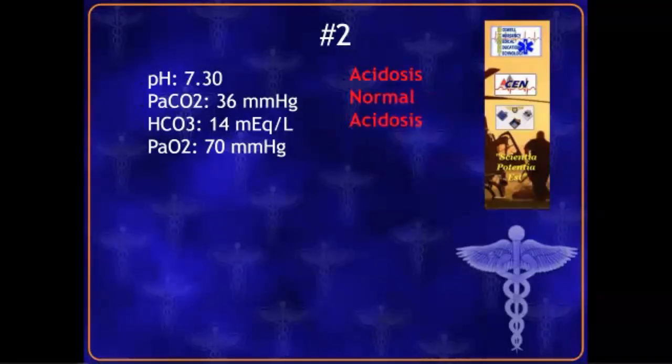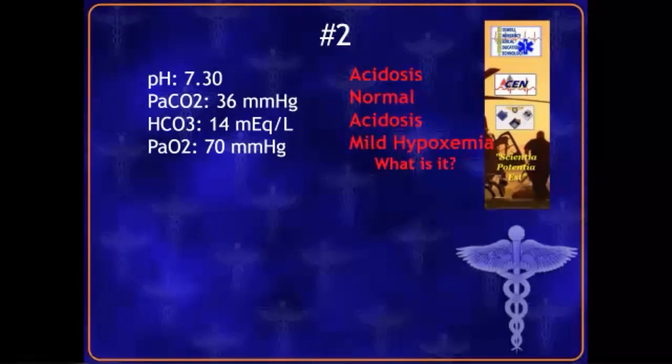And I'm a little hypoxic at 70 here. I told you the arterial was normally 80 to 100. So maybe there's an oxygen problem going on here too. But let's not jump to conclusions yet. Let's do the process. So step 1, name the disorder. So the pH is acid. The bicarb is also acid. All I'm doing is matching those two names up. And bicarb means metabolic. So this is a metabolic acidosis.